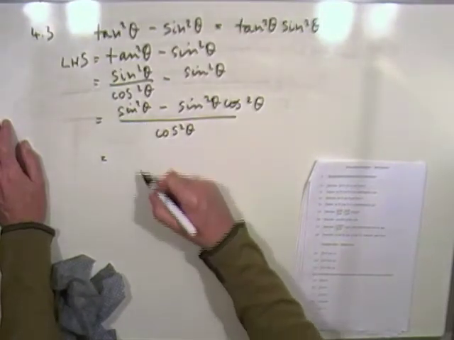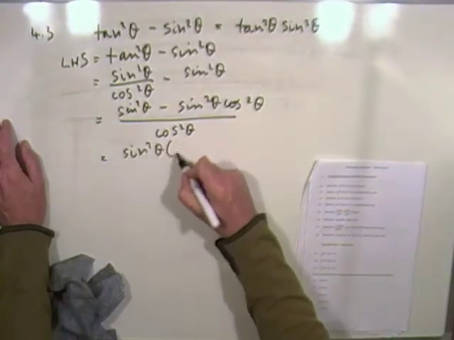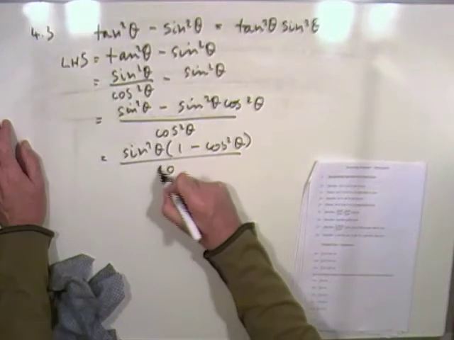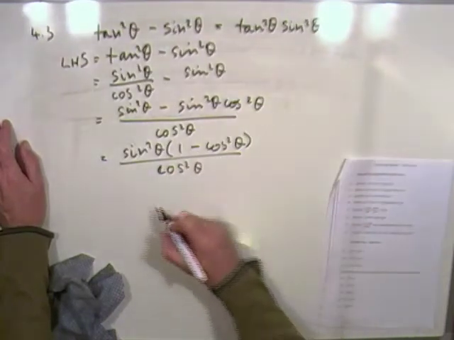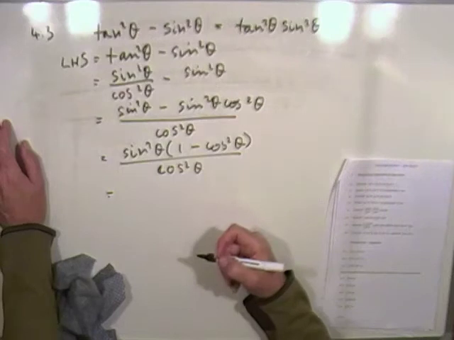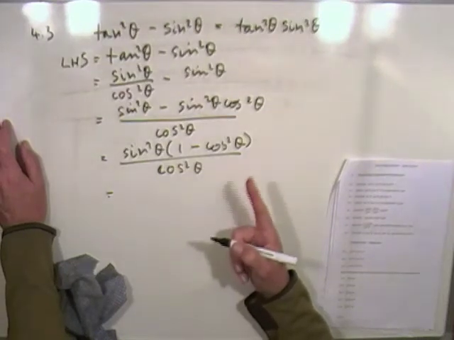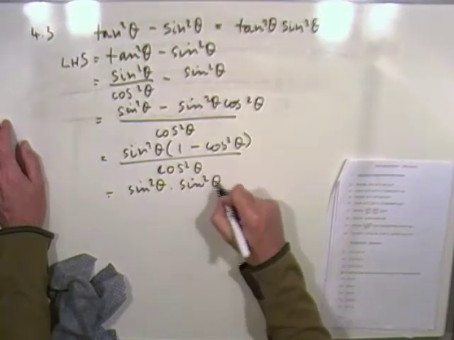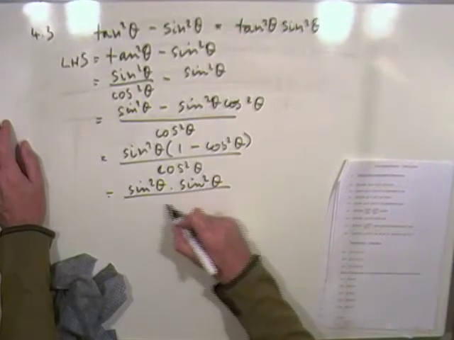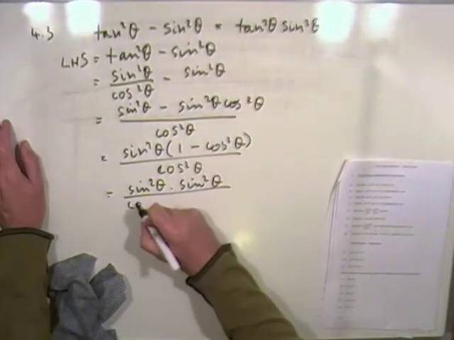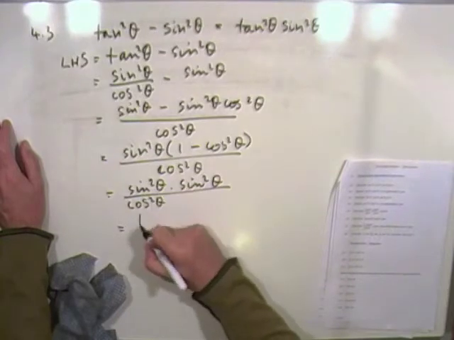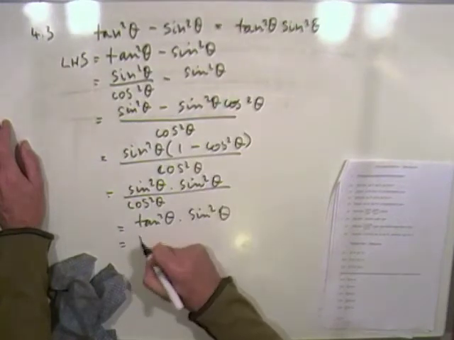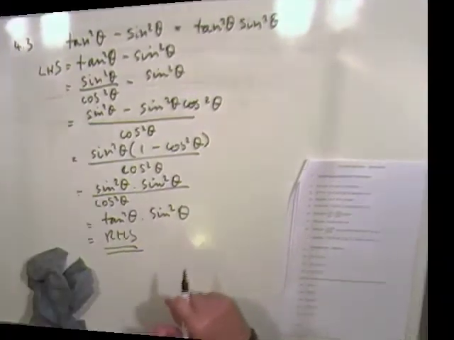Then I could take out the sine squared: sine squared theta times 1 minus cos squared theta, all over cos squared theta. Taking out the common factor, that's the simple identity: sine squared plus cos squared makes 1, so rearranged, you've got sine squared theta times sine squared theta over cos squared theta. But looking at the answer, I think I'll put it over this part, cos squared theta. So that part comes to tan squared theta times sine squared theta, which is the right hand side.